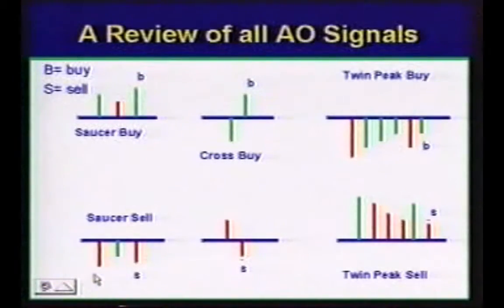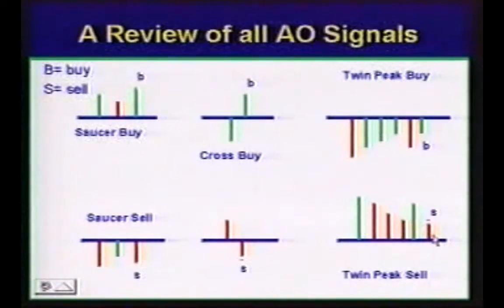Now, if we come down here to the saucer sell, it's just the opposite of the saucer buy. We have an increase in momentum, a decrease in momentum, another increase in momentum. That creates our saucer sell. The next one, we went from a positive number to a negative number. That created our cross the line sell. Now, finally, we have the Twin Peaks sell. Above zero, your first peak is a green bar. We have a decrease in momentum. Second peak is another green bar, but lower than the first. And then, of course, we have the red bar that comes out and triggers our Twin Peaks sell signal.